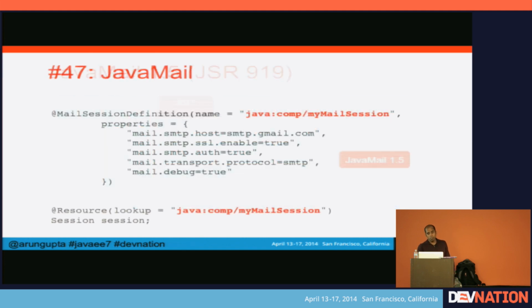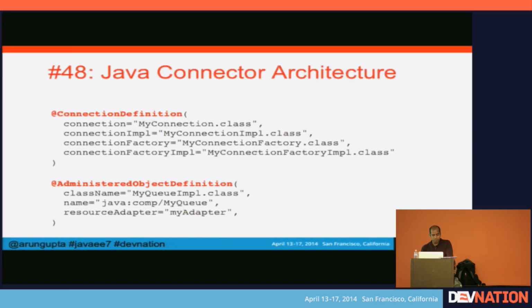Java Mail, not a whole lot of addition, but further simplification. You could start creating your resources annotatedly. Just like we did in JMS or data resource, you could just say MailSessionDefinition, and this is actually a functional mail session definition. You could say java:comp/mySession, and this mail session would be automatically created for you in your application server without a deployment script. Similarly, in JCA, you can create a new connection definition or administered object definition.